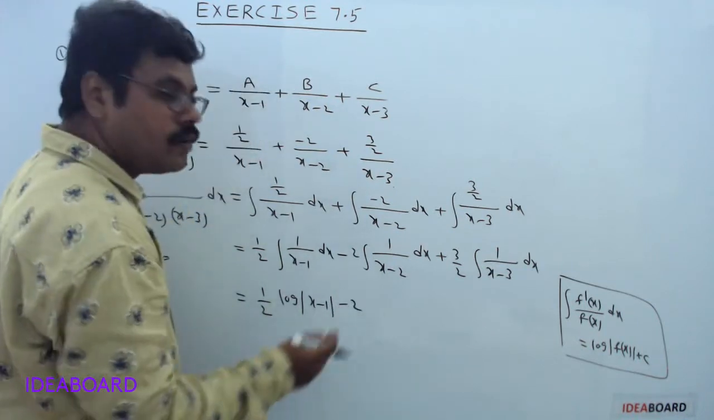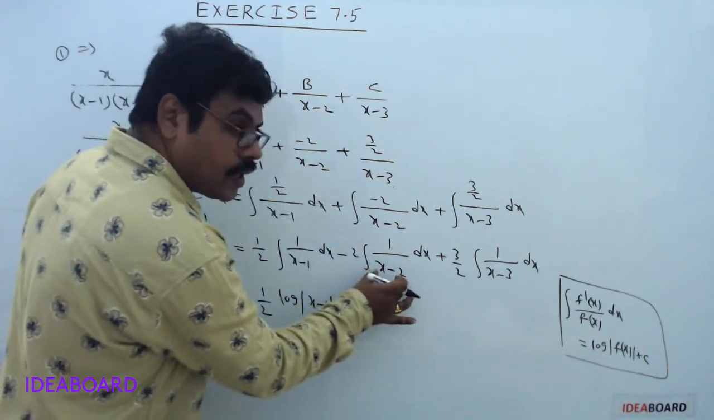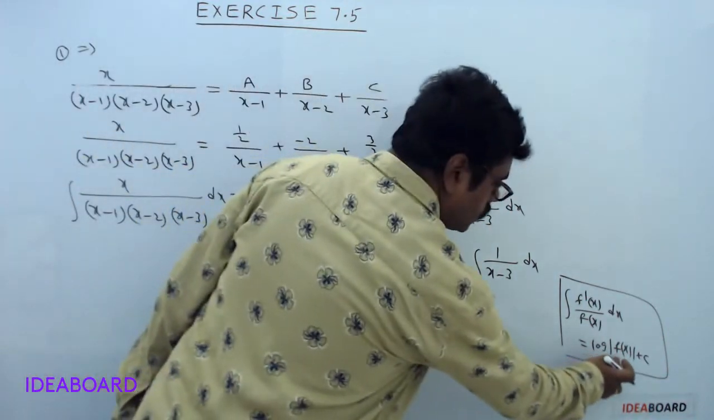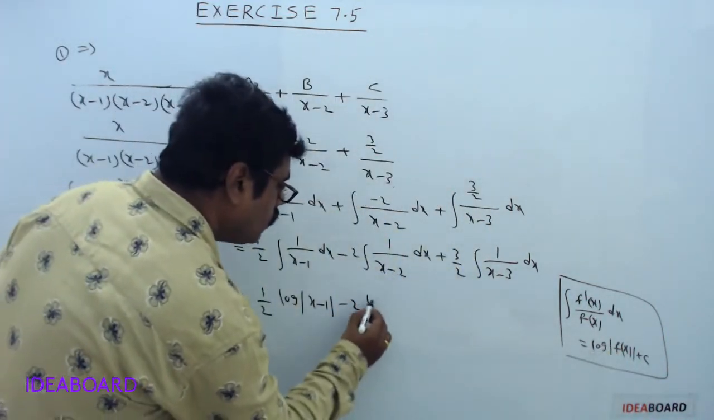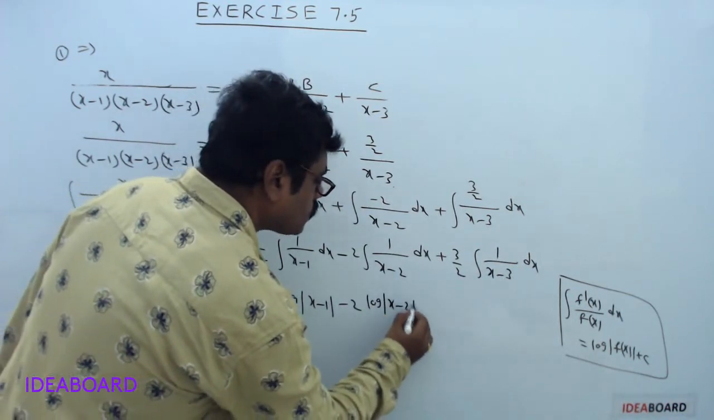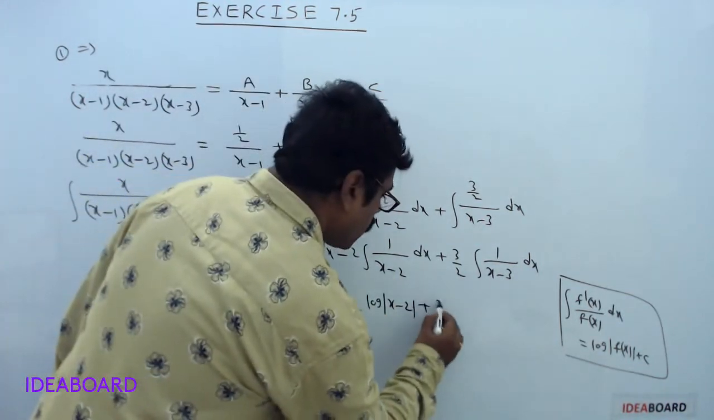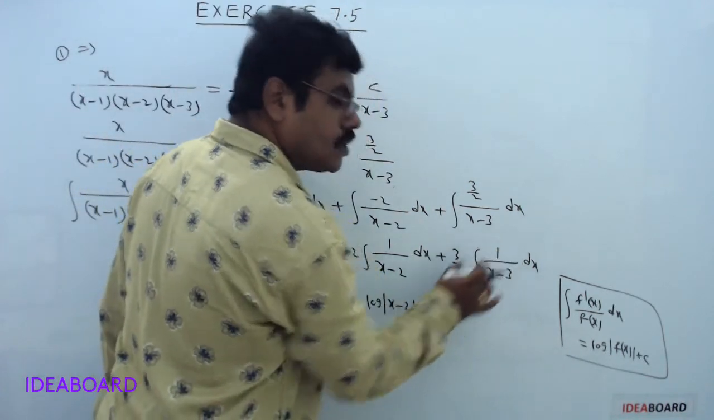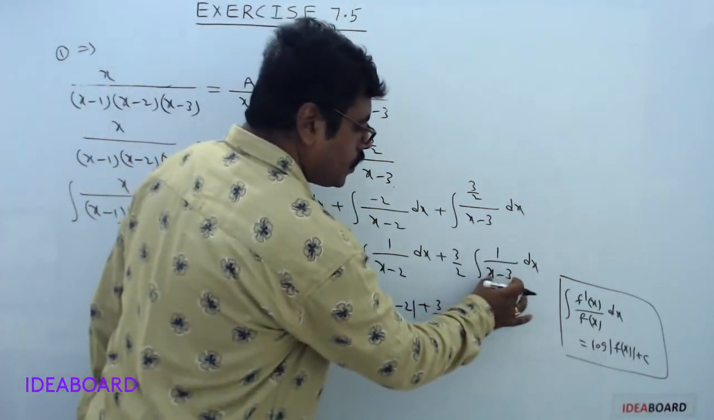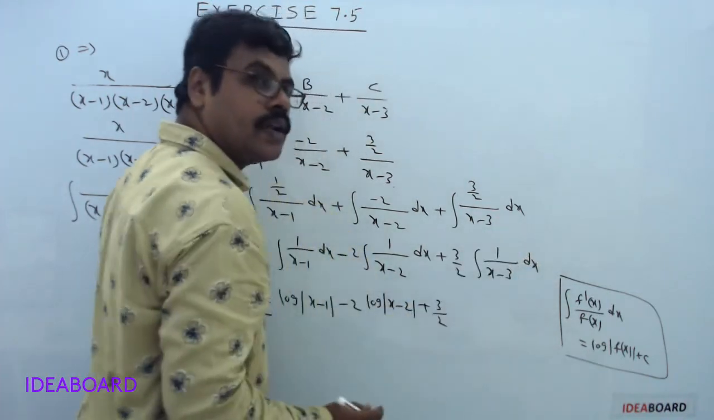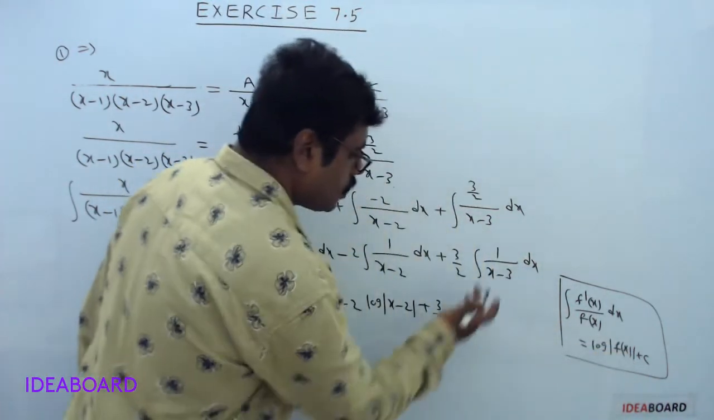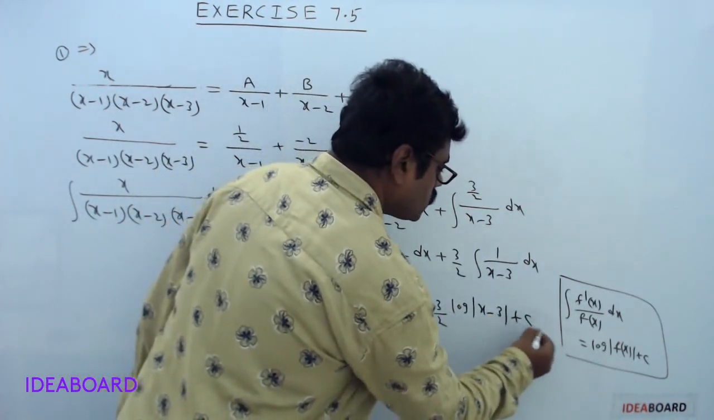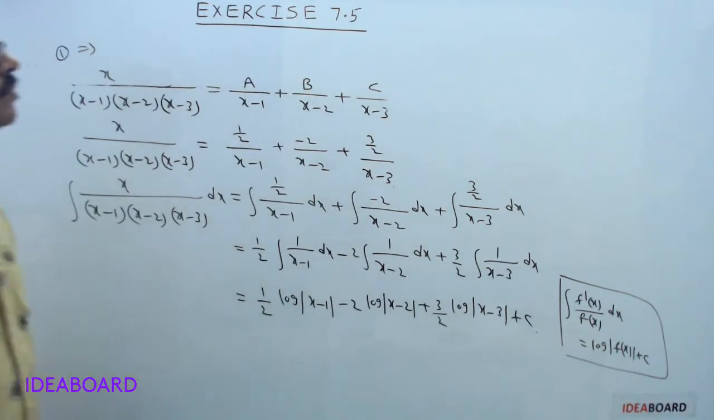Now minus 2 into again derivative of denominator is in its numerator. So again you can use this formula. What is its value? Log mod x minus 2 plus 3 by 2 into derivative of x minus 3 is 1. So derivative of denominator is in its numerator. So again, by using this formula, what is its value? Log mod x minus 3 plus a constant c.